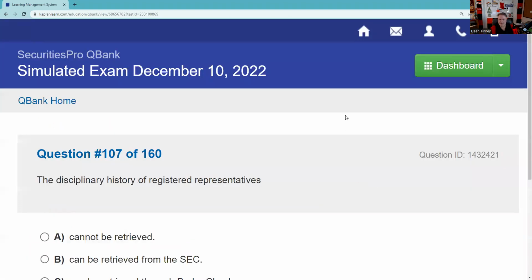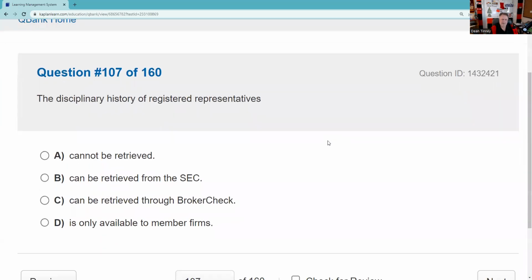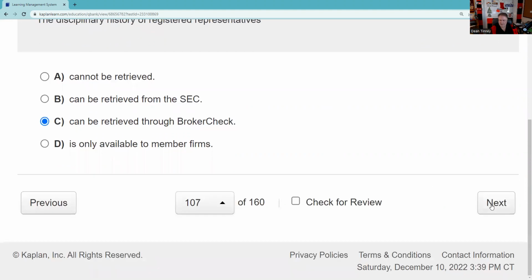Question 107. The disciplinary history of registered reps cannot be retrieved, and can be retrieved from the SEC. No, it should go through BrokerCheck. I would also know that on the broker-dealer's website, there has to be a link to BrokerCheck. So the answer is C.